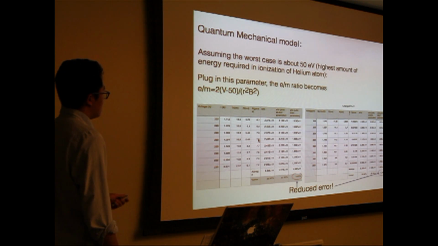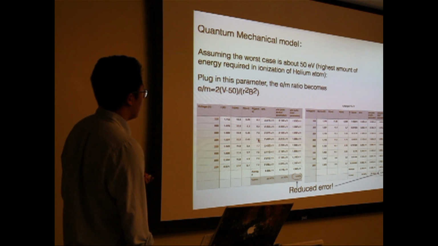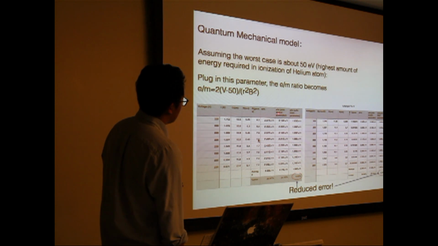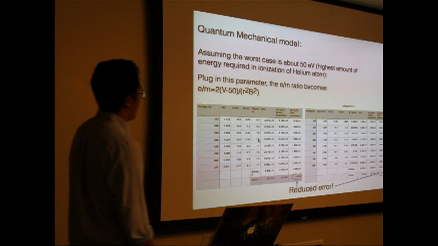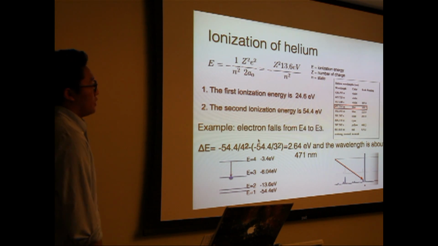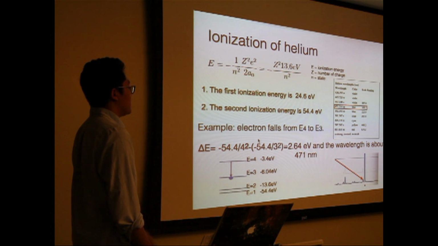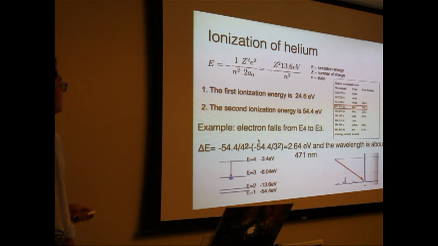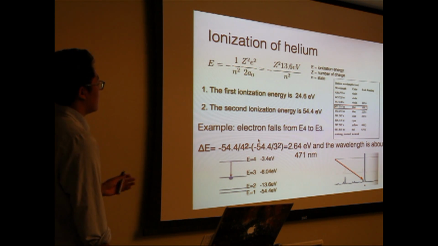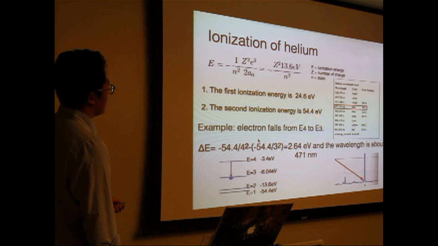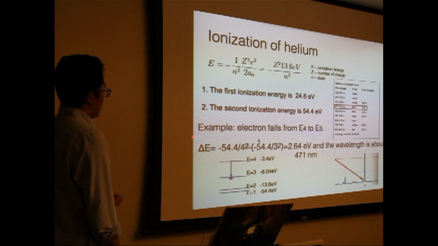I was trying to see if it will give us a better result. After I put these parameters into the calculation, I still got 20% experimental error, which means this is not enough to explain the total energy consumed. So I started to think about the second ionization, which is the energy required for the second electron to get ionized, which is 54.4 volts.